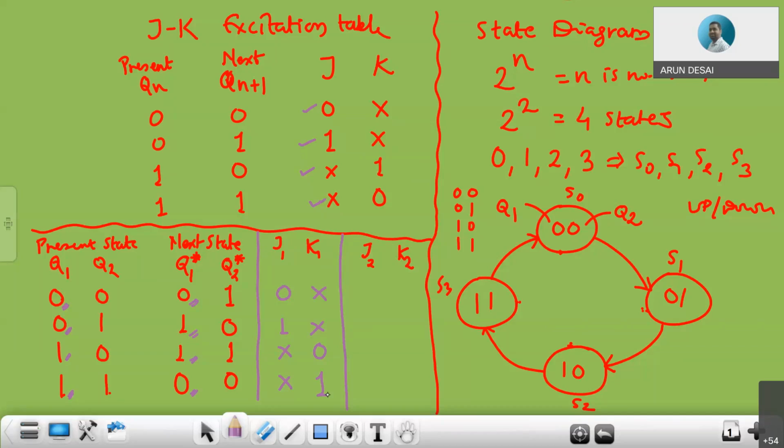Now I'll give you a problem statement, you need to identify the next thing. That is, you need to write this table, J2, K2, right? Based on Q2 and Q star 2, right? So based on the present state and next state of Q2, you need to identify inputs for J2 and K2. Now tell me what would be my first input, right? If my present output is 0 and next output is 1. Yes, tell me, anyone.